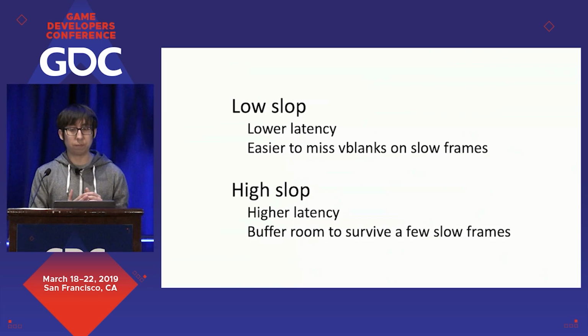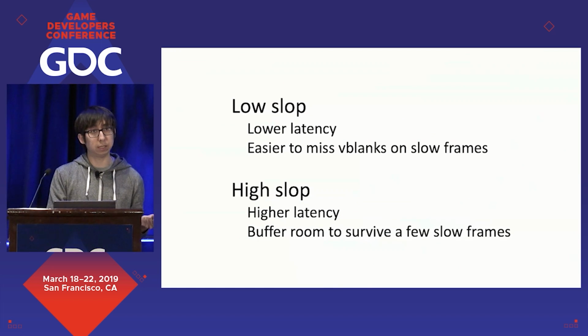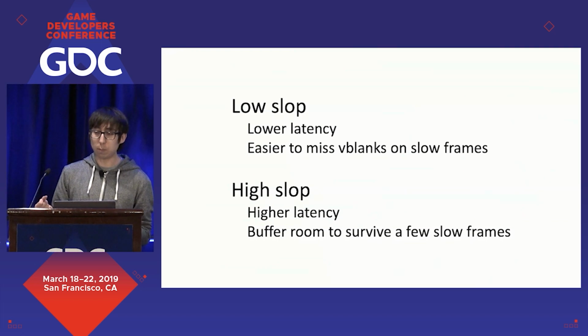Okay, so we've illustrated the fundamental trade-off of latency throttling. On one hand, we want to reduce slop because our goal is to reduce input latency without reducing work. But on the other hand, slop is necessary for surviving a couple slow frames without missing a V-blank. So given this trade-off, how are we supposed to proceed?